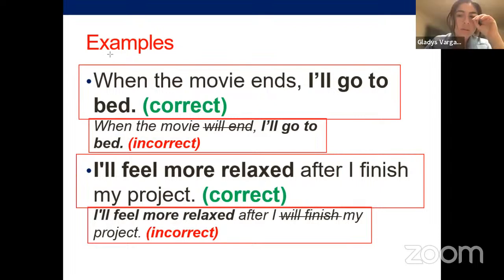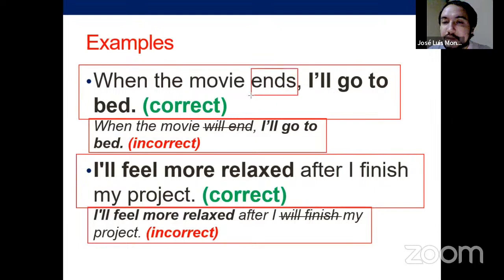In the incorrect one, we're trying to use the future when it's supposed to be past, right? Close, right? But this one, if you analyze, this is actually present, right? With S, ends, right? When the movie ends, simple present, I'll go to bed, future, right? Or I'll feel more relaxed, future, after I finish my project, present. So you're close, but instead of past, it is present that we use.